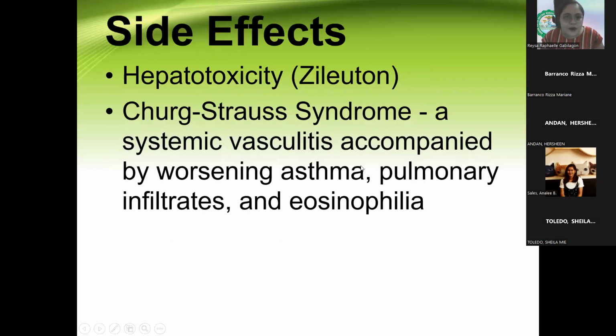So how about the side effects? For zileuton, we have a problem with the liver. And it can cause Churg-Strauss syndrome also. What did I say about Zycast earlier? It is a combination drug, montelukast and levocetirizine. Churg-Strauss syndrome is a systemic vasculitis accompanied by worsening asthma. It can also cause pulmonary infiltrates and eosinophilia. That is what our lipoxygenase pathway inhibitors can cause.